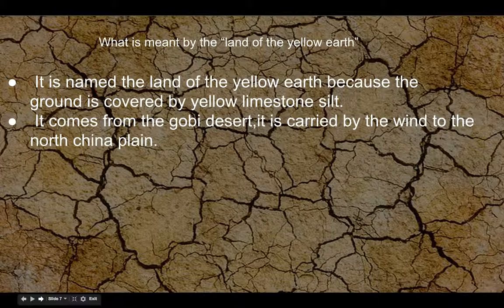So then we get to the next piece here. We'll talk about the Northeastern plains, and we want to know what is meant by the land of the yellow earth. It's named the land of the yellow earth because the ground is covered with yellow limestone silt, and that blows in from the Gobi Desert. It's carried by the wind into the North China Plain, and that's what we're talking about here. So make sure you understand we're talking about the North China Plain. I think I said it a little different earlier, but that's okay. So remember, it carries in this silt. It goes into the Yellow River. It floods, makes the land pretty fertile, and that's why it's called the land of the yellow earth.